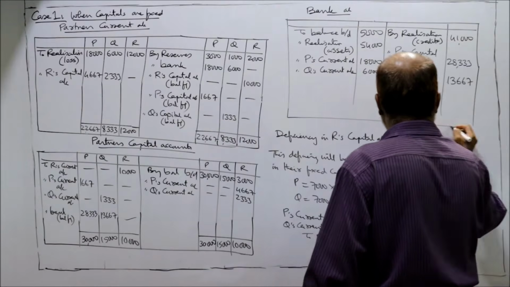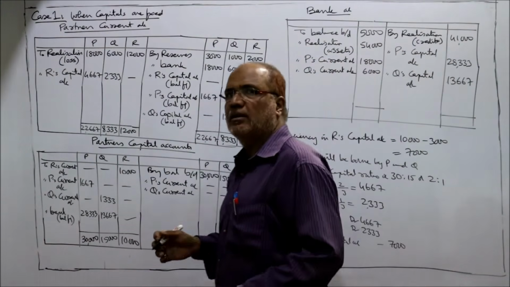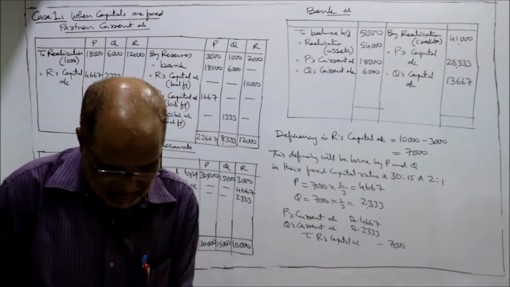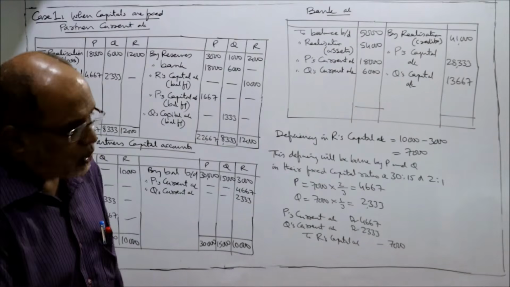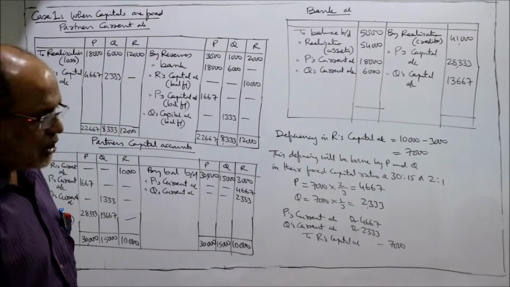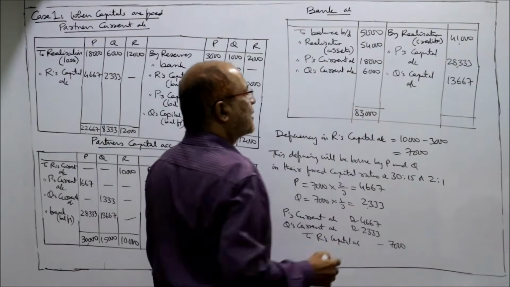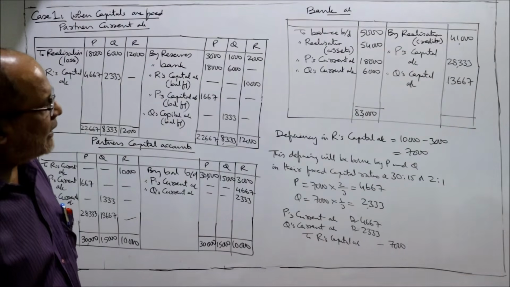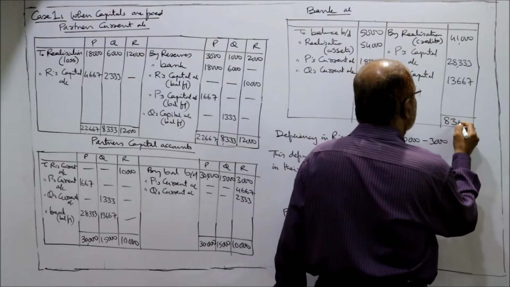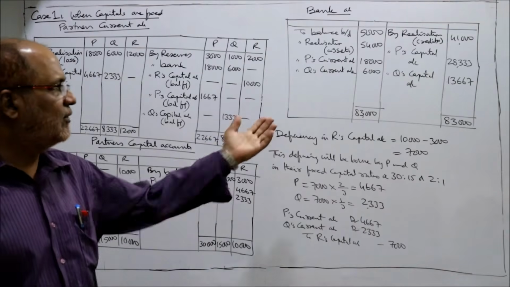13,667 over. All the capital accounts are closed. Now we have to find out whether the bank account is tallying or not. If you do not commit any mistake, then bank account will get closed. So debit side 5,000, 54,000, 18,000, 6,000. Total 83,000. Credit side 41,000, 28,333, 13,667, 83,000. Successfully we have closed all the accounts. There is no difference at all.